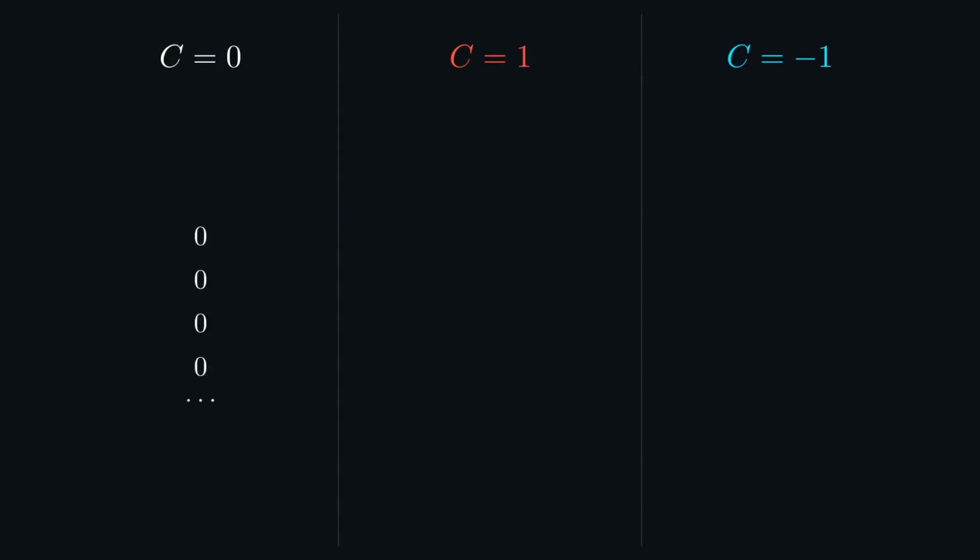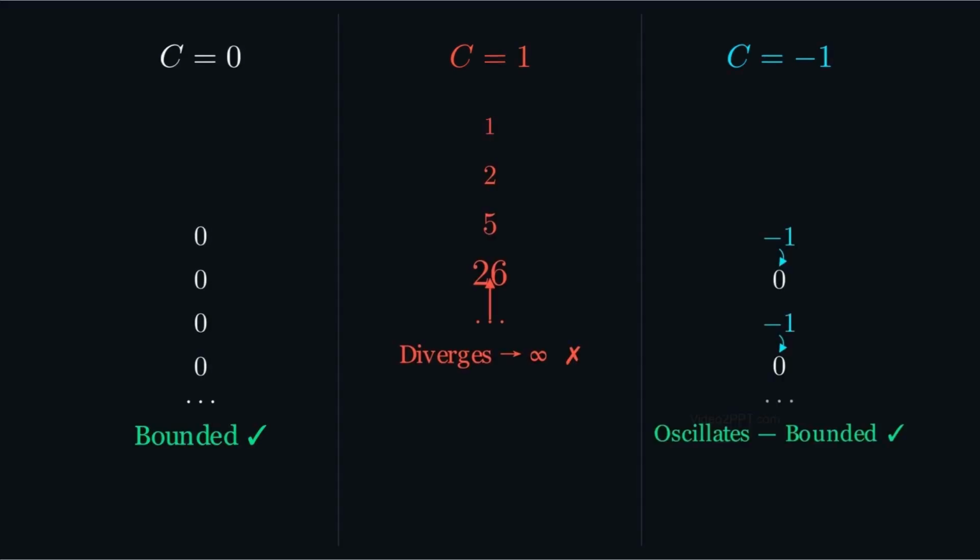Now observe some sequences for different values of parameter c. For c equals 0, we see that all the terms of the sequence are 0. For c equals 1, we see that z1 equals 1, z2 equals 2, z3 equals 5, z4 equals 26 and so on. For c equals minus 1, z1 equals minus 1, z2 equals 0, z3 equals minus 1 and so on.